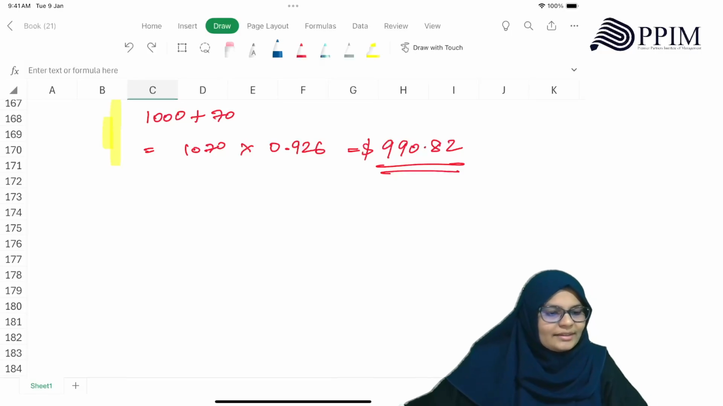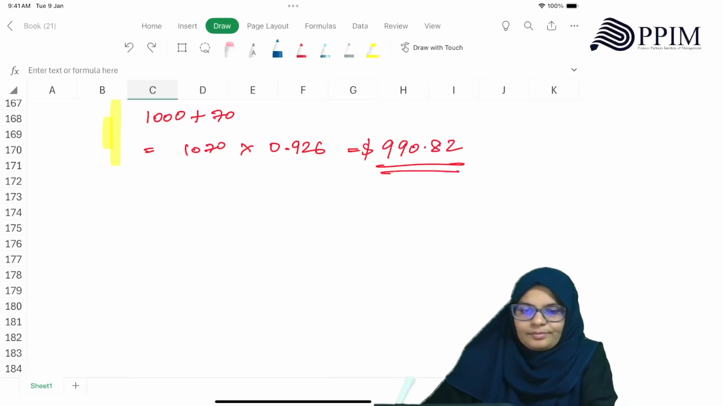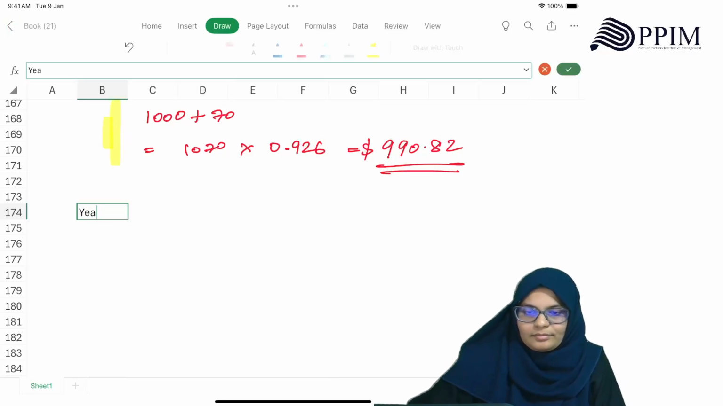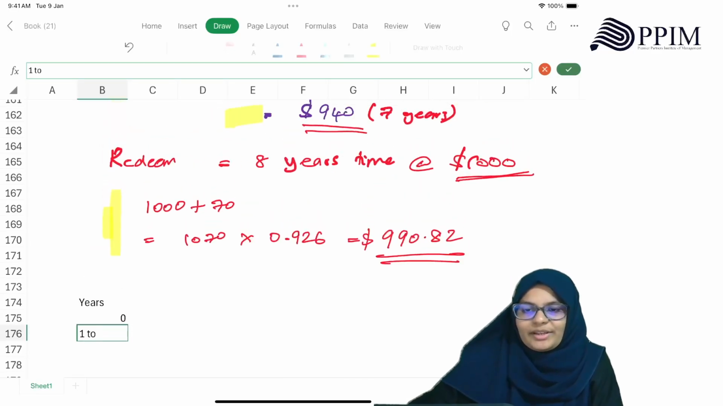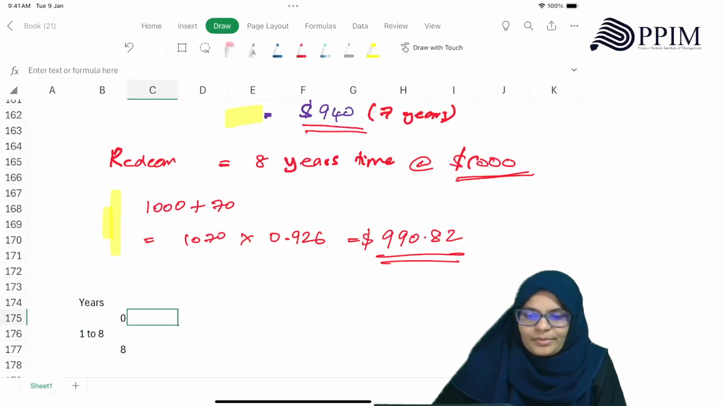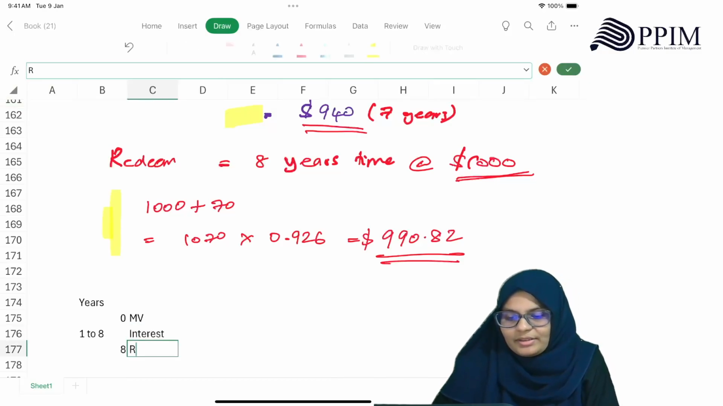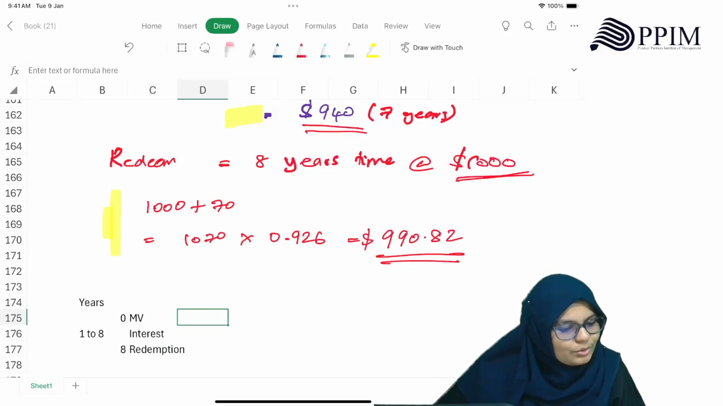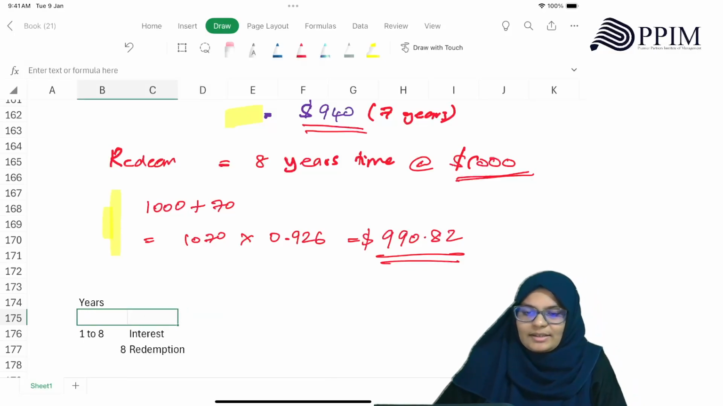Right, so it will look like this. If there is a 4% increase, we have our years. Year naught will be the market value. Then year 1 to, since we are going to go directly for redemption, we have to consider 8 years. So here you have the market value, here you have your interest payments, and then you will have the redemption. In this case, they are asking for the market value itself. We don't have it, so let's calculate it this way.